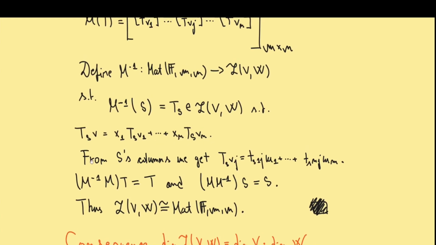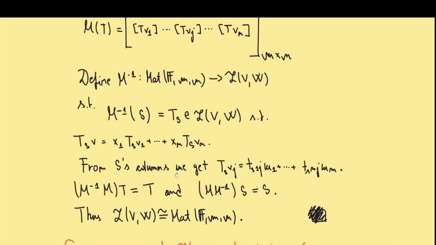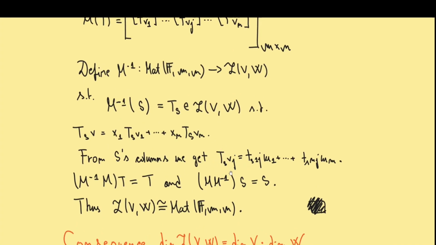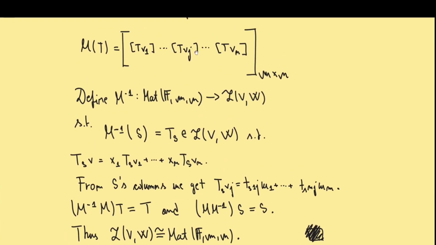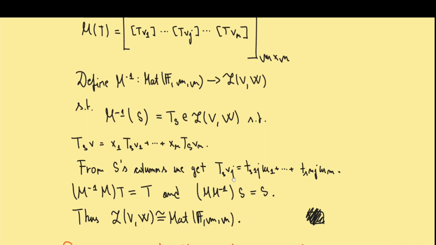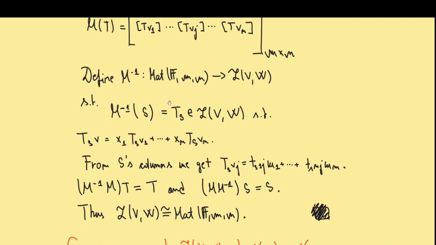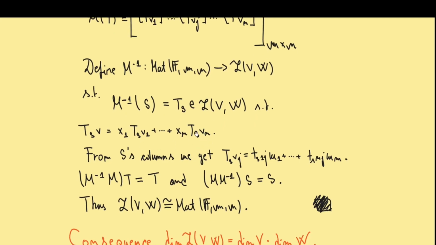Now, how do we get these T_S V1 all the way to T_S Vn? Well, I give you a matrix, take the columns of S to get the appropriate T_S of Vj, like this. So I'll give you a matrix, and you will take the jth column, and this will be the action of T of S on the basis vector. This will be the image of that. Since we know all the basis vectors of W, and we get the coordinates, these scalars from our matrix, we can just figure out what this is. And that way we have defined M minus 1 to give us meaningful linear transformations.